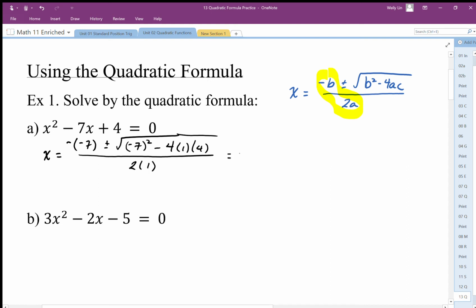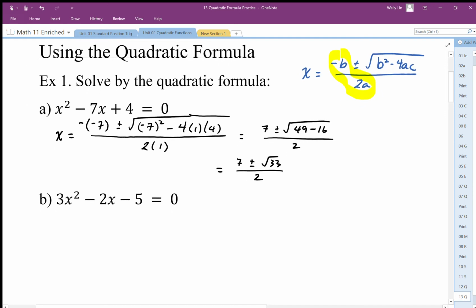Okay, so working that out, we get 7 plus minus square root of 49 minus 16 all over 2. And we can simplify that expression to square root 33 all over 2. Okay, so there's our solution. So it looks like the center will be at, sorry, 3.5, or 7 over 2. And that's where our vertex is, and our zeros are going to be symmetrically distributed about the vertex.